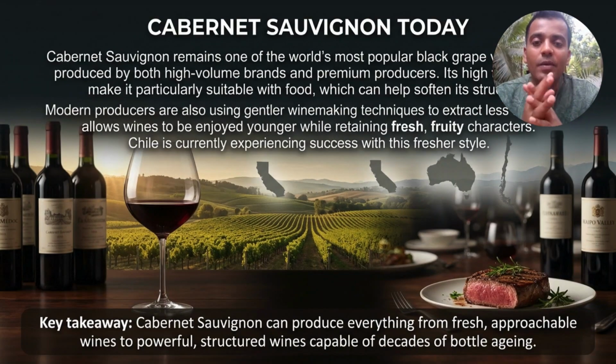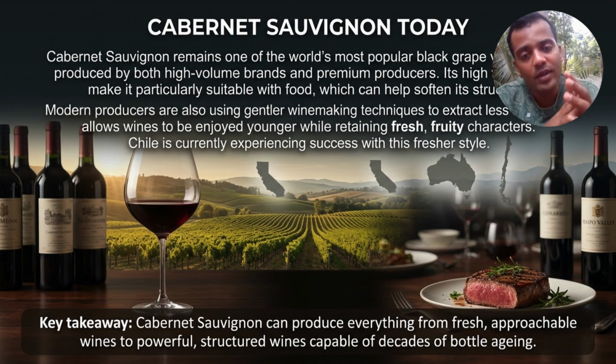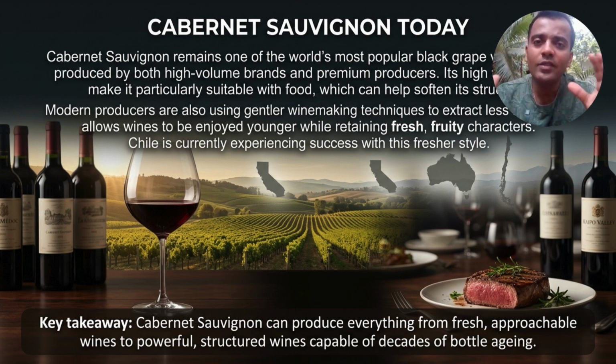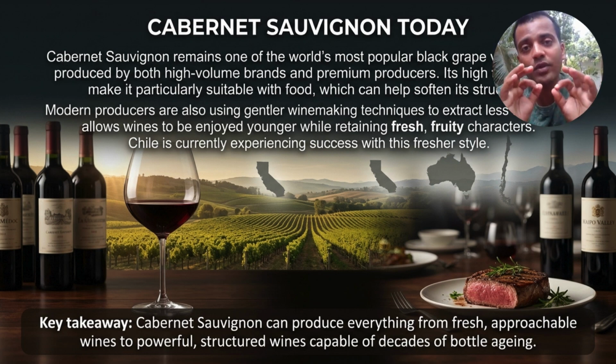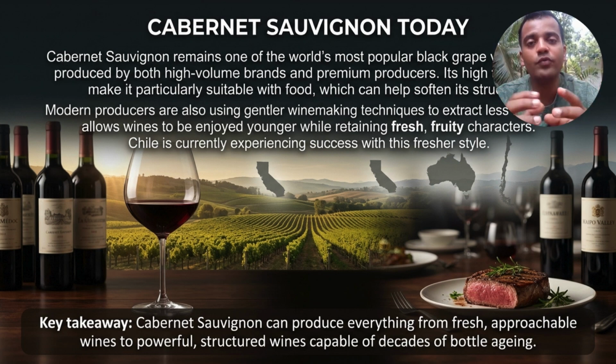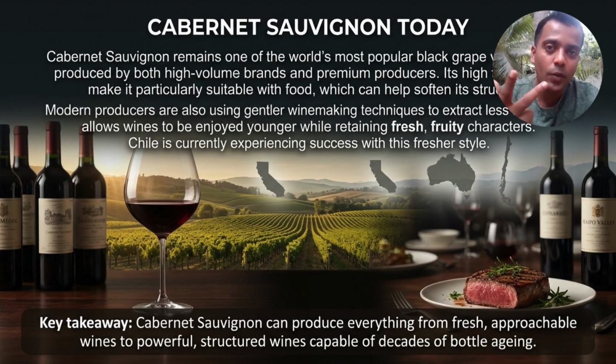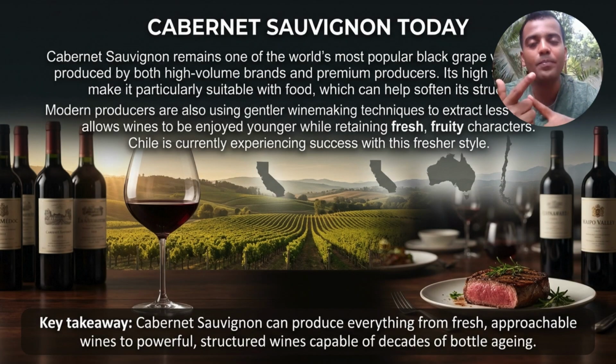So, the key takeaway about Cabernet Sauvignon is that it can produce everything from fresh, approachable wines to powerful, age-worthy wines that can be aged in the bottle for many years. So, this is pretty much all about the Cabernet Sauvignon grape variety that we need to know to prepare for our examination: the typical characteristics, winemaking options, as well as the most important wine regions for this grape variety.